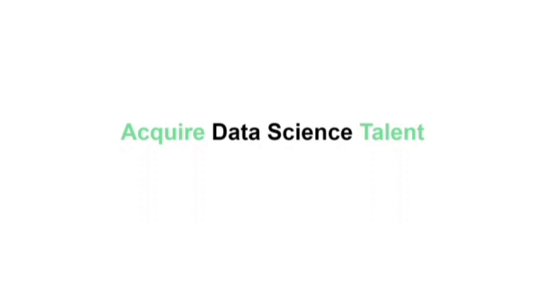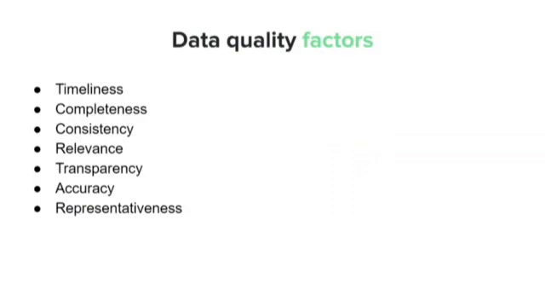So next, which is the fifth, we've already talked about this, but let's go into detail, and it's maintaining data quality. We've talked about data quantity and sources of data. We have to now talk about maintaining data quality. And what is data quality? Basically, let's have a look at the data quality factors. The data quality factors are timeliness, completeness, consistency, relevance, transparency, accuracy, and representativeness. So these are what we mean by data quality factors. You really want it to be timely, complete, consistent, relevant, transparent, accurate, and representative.